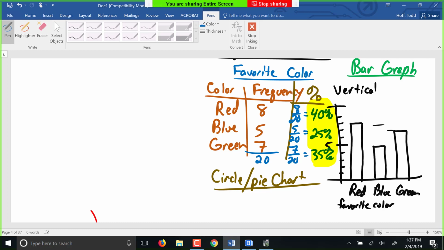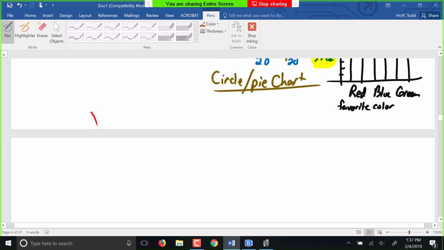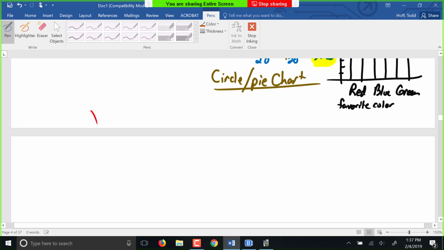Now, years ago, when we're talking about a pie chart or circle graph, we would have taken 360 degrees in a circle, found 40% of 360 degrees, which is 144 degrees. We would have measured out 144 degrees. We're not going to do that here. If we wanted to be that perfect, there's a lot of computer programs out there that make perfect circle graphs for us.